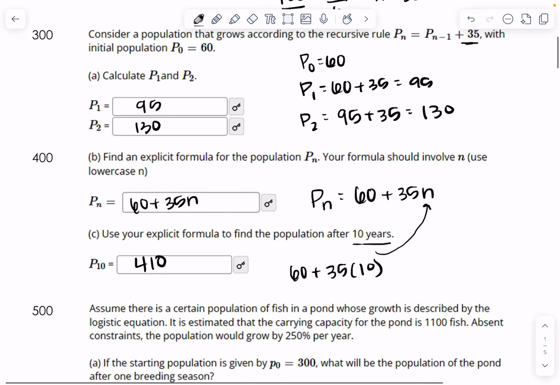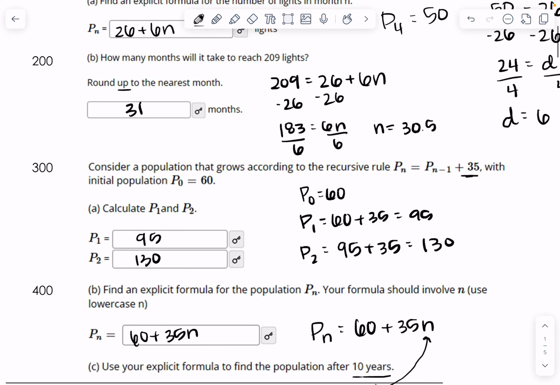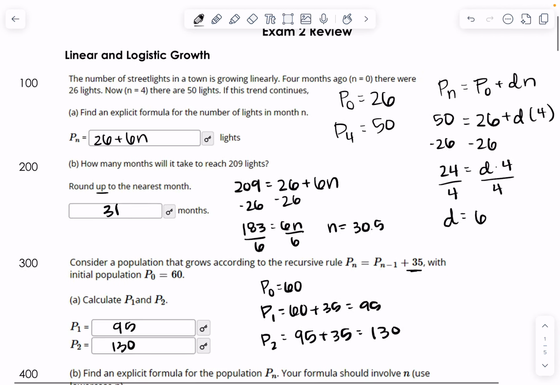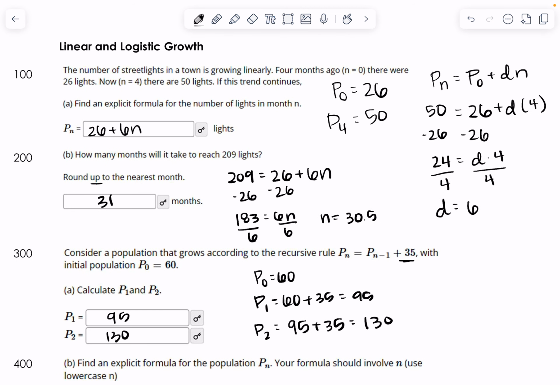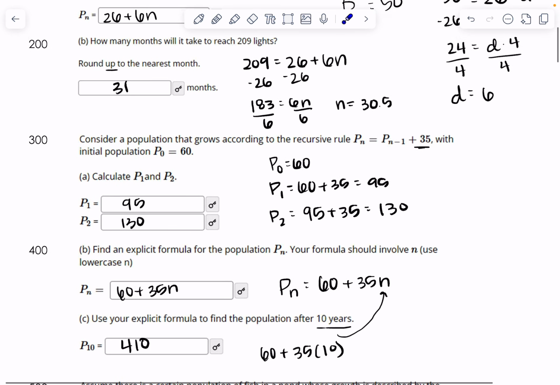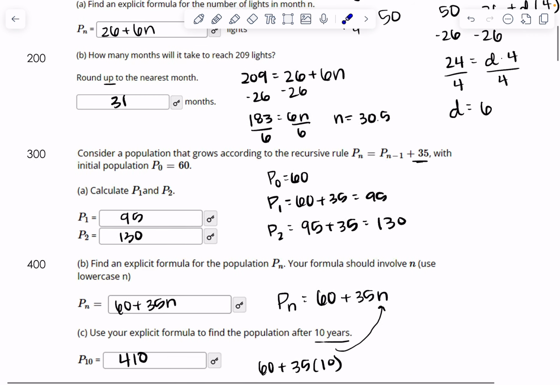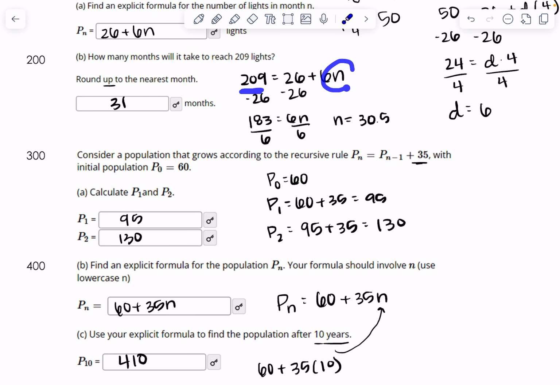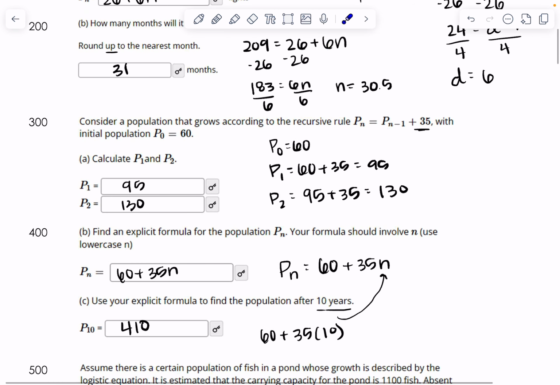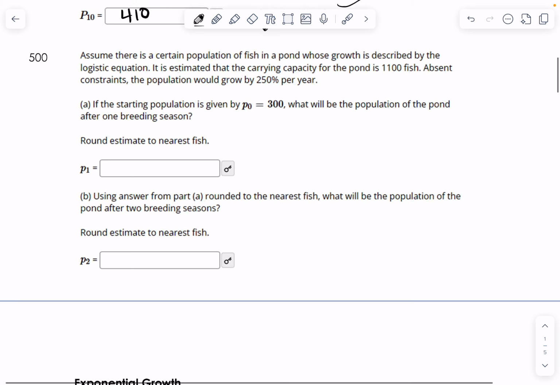So that's it for the linear questions. You should know how to write an equation. You should know how to solve for the rate, and you should know how to solve for N, and then you should know what to do if it gives you N to find P sub N. That's all of the types of questions that you'll see for linear functions.